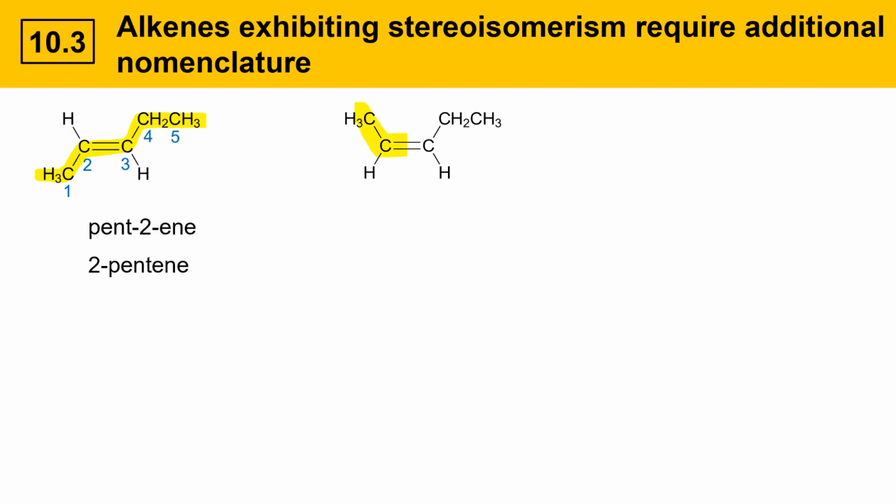It has this longest carbon chain indicated by the yellow highlight, and this numbering of the chain. And under IUPAC rules, it would also be named pent-2-ene or 2-pentene. So these molecules have the same basic name, but they're different in their arrangement of groups in three-dimensional space. They're stereoisomers of each other, and we need to have names to distinguish them.